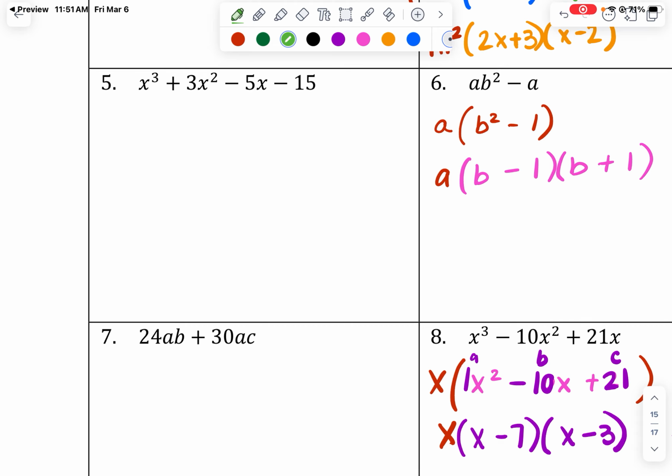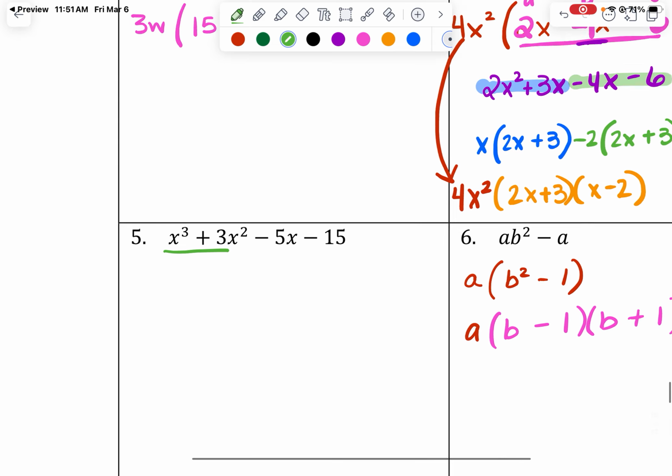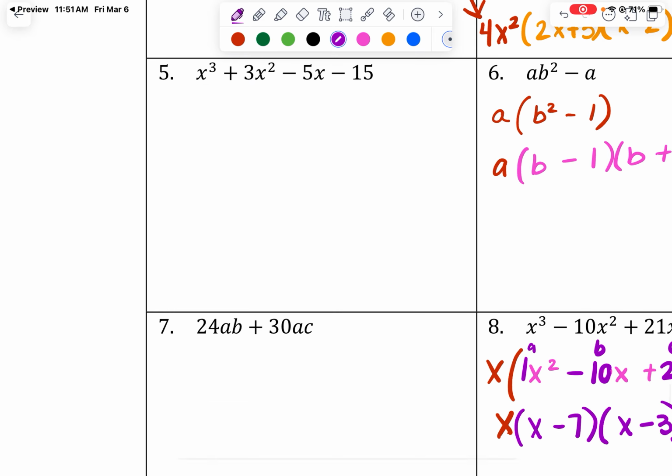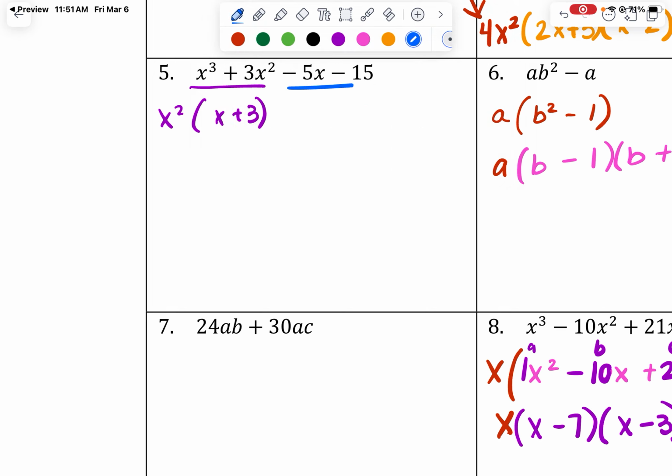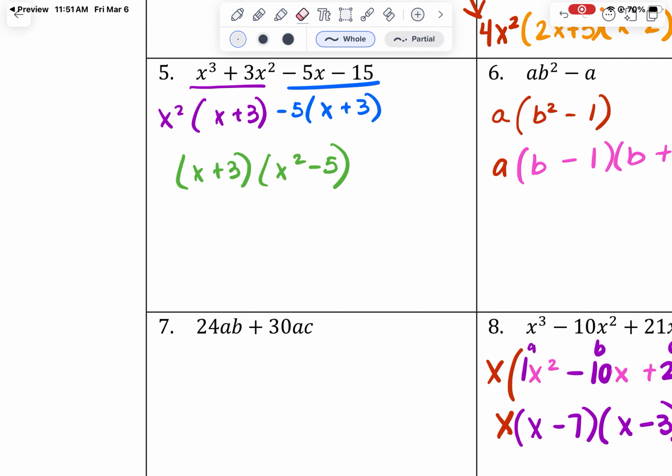Question 4, that is 4 terms. We're going to factor by grouping. We're going to group the first 2, and we're going to group the last 2. So when we group the first 2, take out a GCF of x squared, leaves us with x plus 3. When we group the second 2, we can take out a GCF of negative 5, which leaves us with x plus 3. From there, we take what's the same, which is x plus 3, and what's left over, x squared minus 5, and that is our answer. And then this, even though it has a square in it, a 5 is not a perfect square, so that is not a difference of squares.